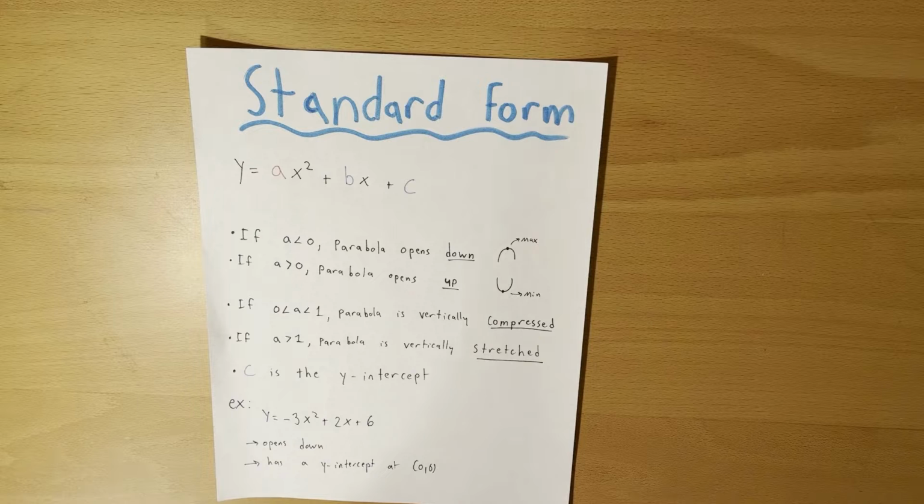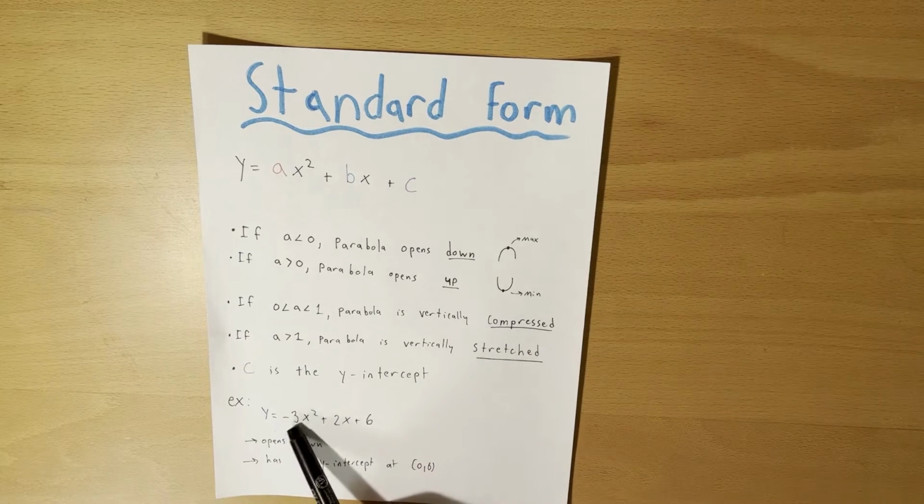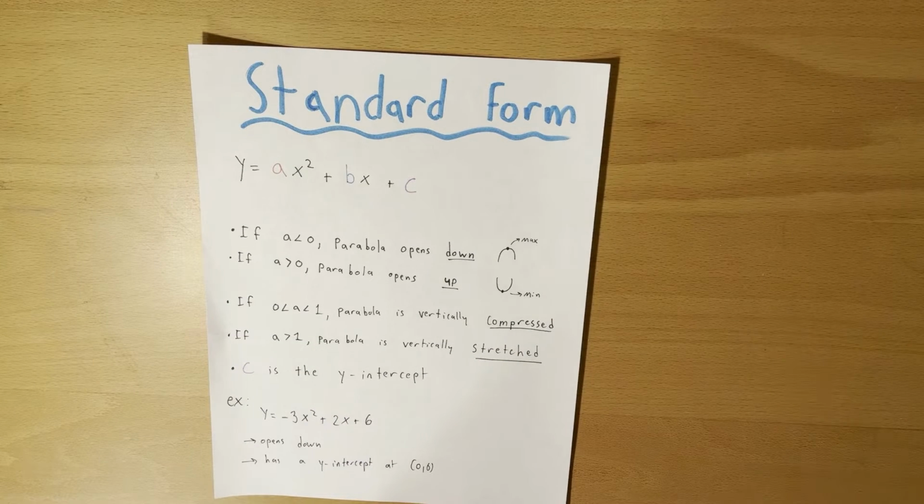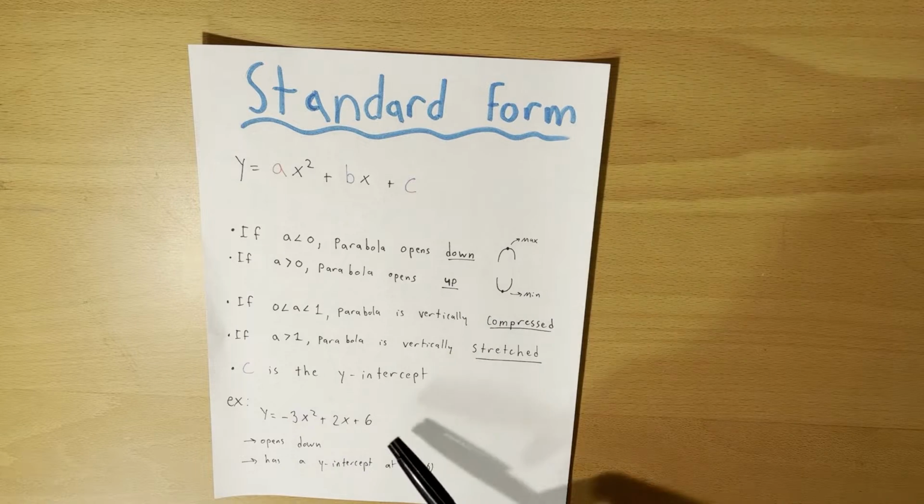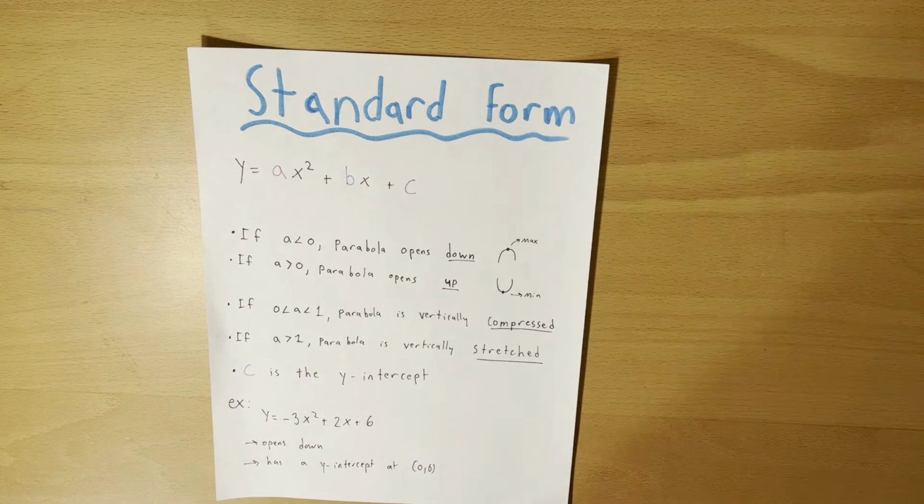So for example, this function right here, written in the standard form, opens down since the a value is negative. As you can see, there's a -3, and it has a y-intercept at (0, 6), which can be seen here as the c value is 6.